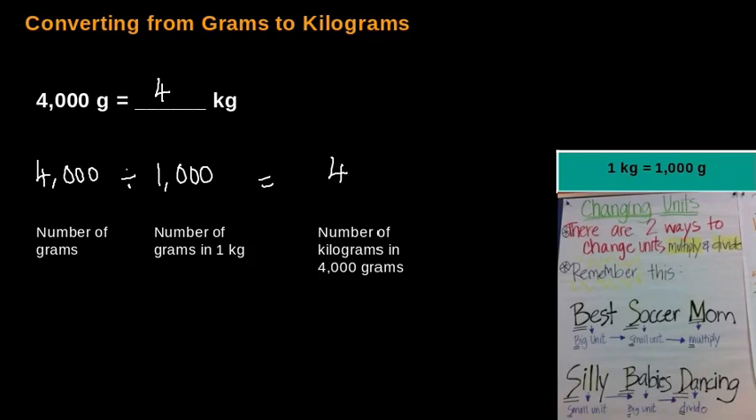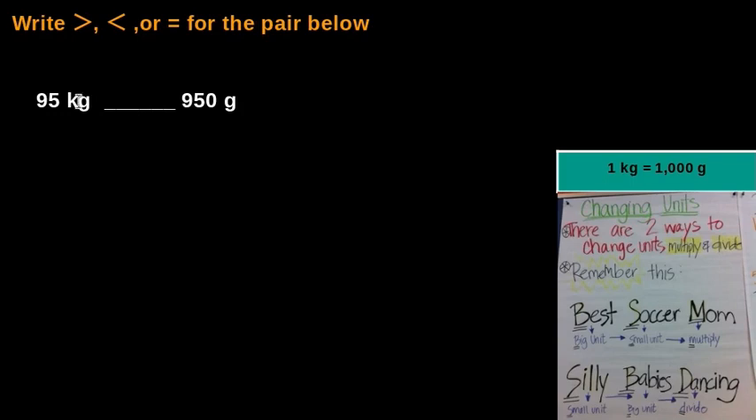Now get your writing materials ready as you try out the next question by yourself. Is 95 kilograms greater than, less than, or equal to 950 grams? Pause the video and find out yourself. Welcome back. So let's see. Before you can compare these two measurements, they have to be in the same units. So you have to either change 95 kilograms to grams so that you can compare the two measures in the same unit, or you change 950 grams to kilograms so you can compare in the same units.